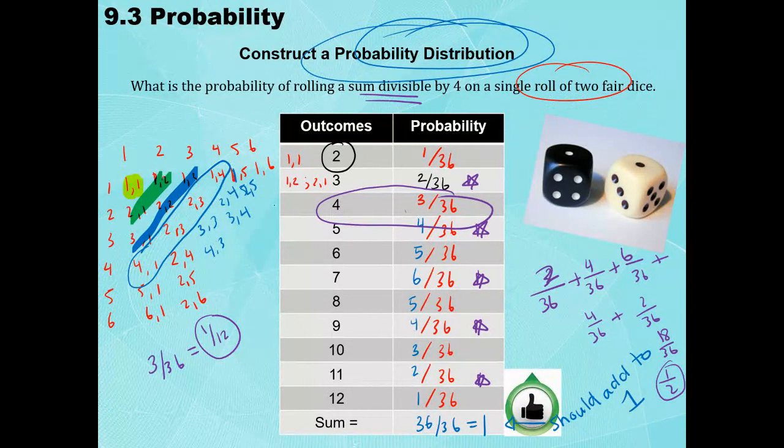Oh, of course, there's another. Sorry, guys. What is the probability of rolling a sum? Ooh, see, this is a fun question. I got ahead of myself. Divisible by 4. Well, okay, so which ones are divisible by 4? 4, 8, and 12. So those are not equally likely. Let's see, I've got 3 plus 5 plus 1 out of 36. So that would give me 9 out of 36.